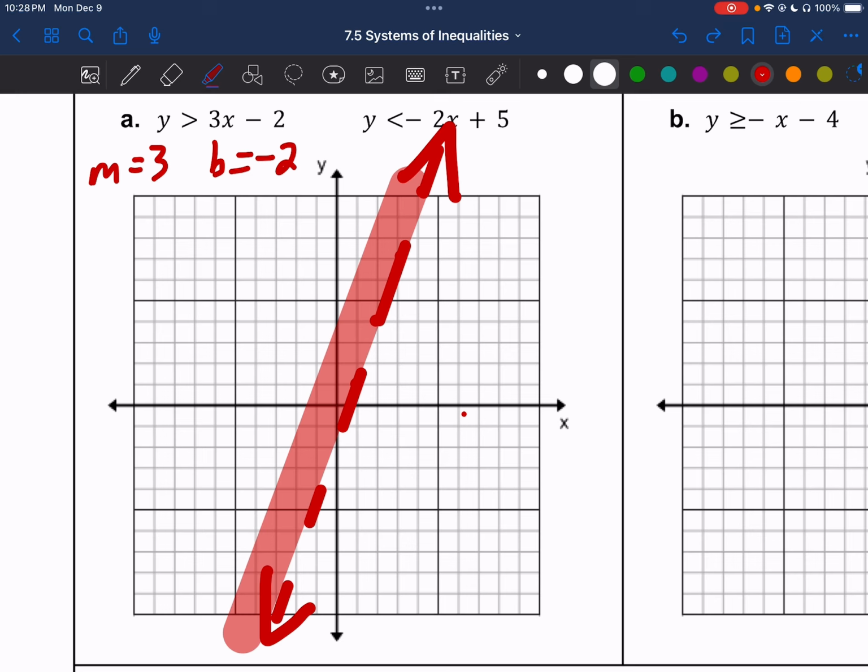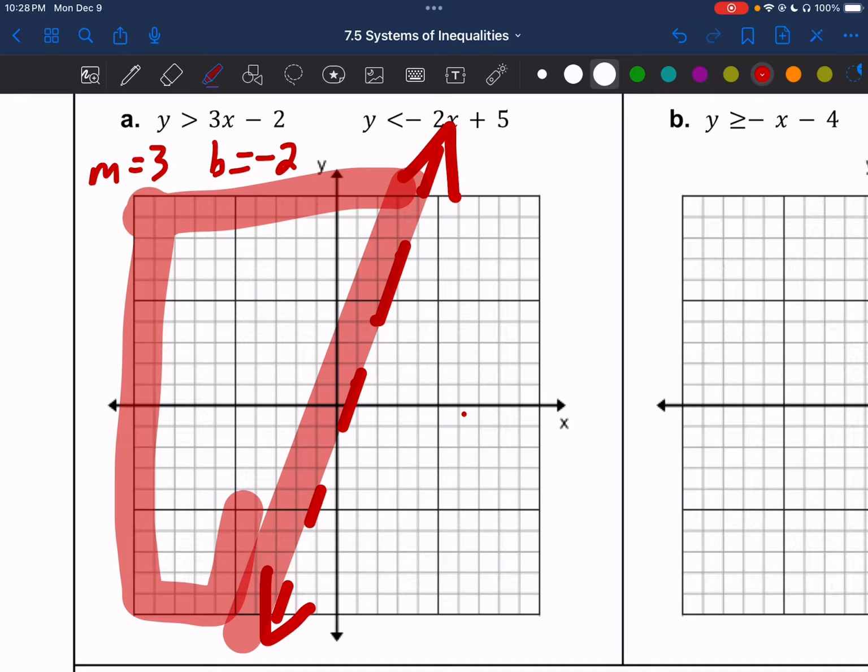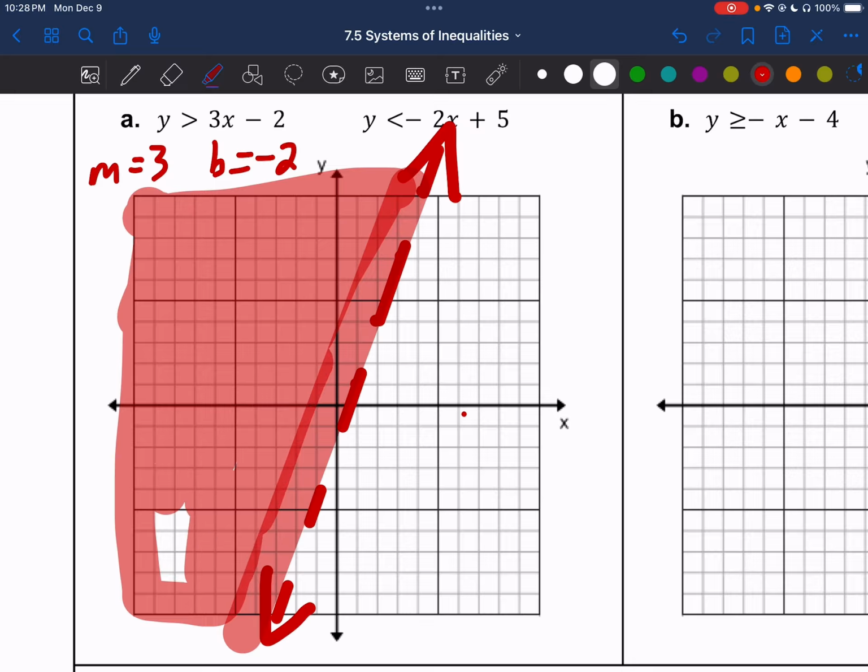We're going to shade above it because 0 is greater than -2, right? So we shade that area in. All right, so now we're going to go to our next one.